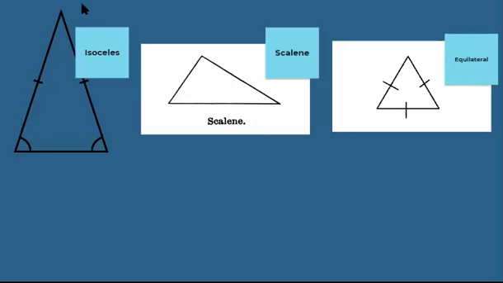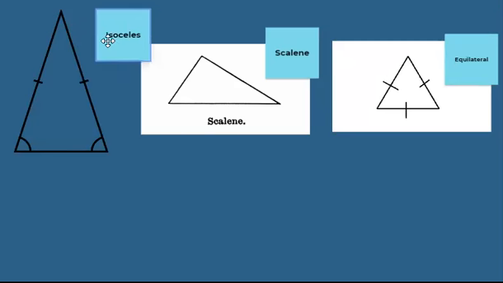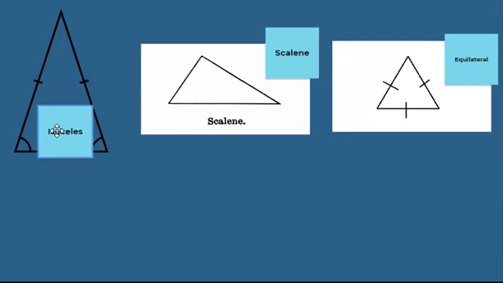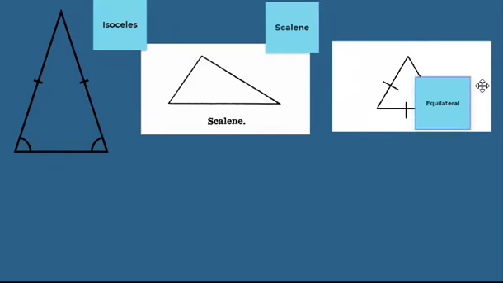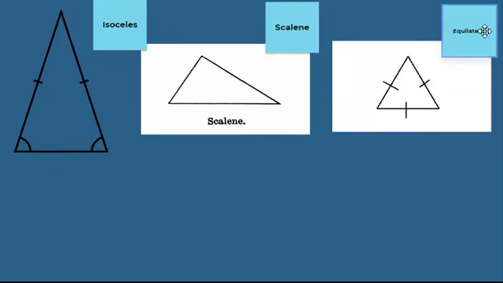So here I have three pictures of all the types of triangles. This one is the isosceles, this one is the scalene, and this one is the equilateral triangle. And if you don't know what these mean, then we will talk about them.